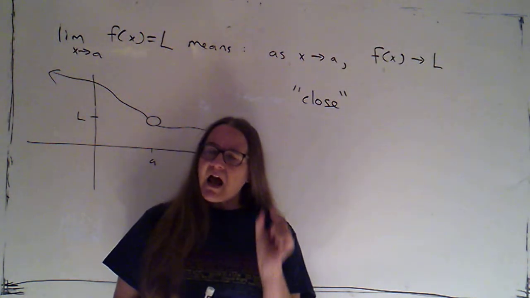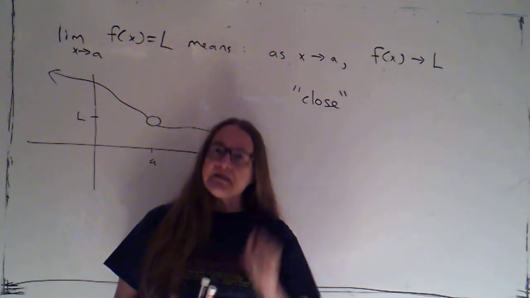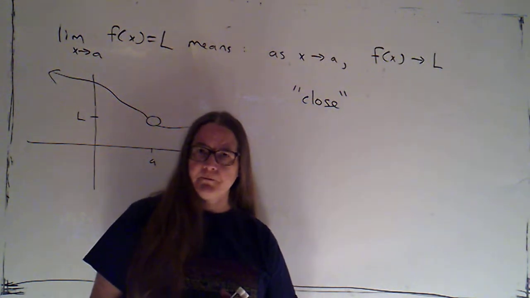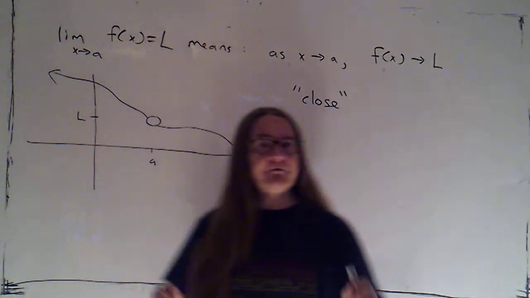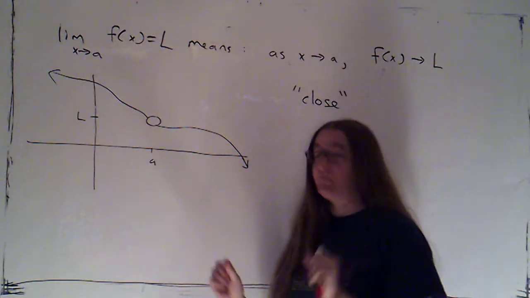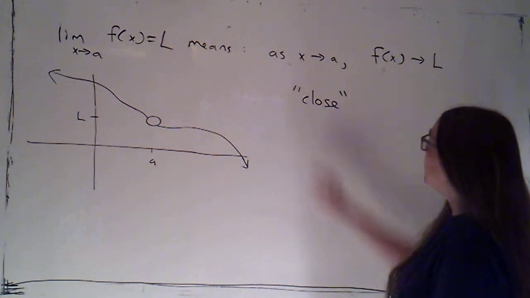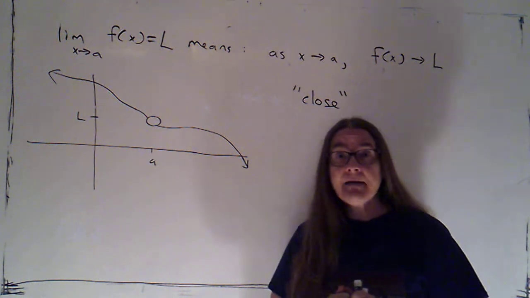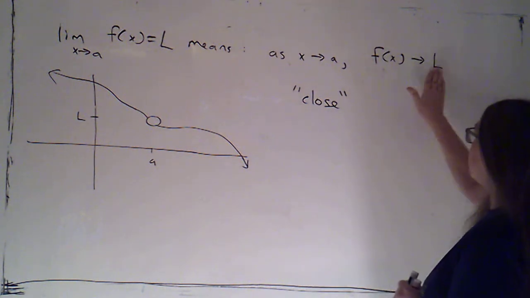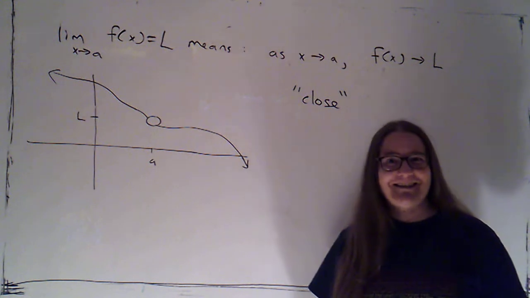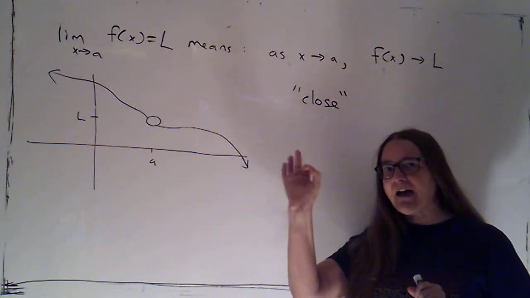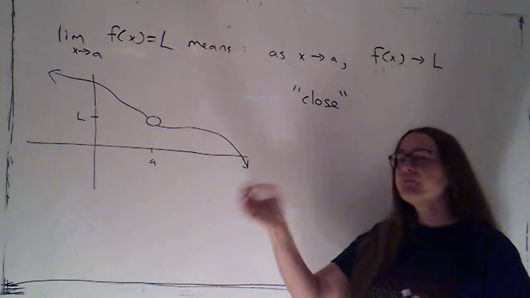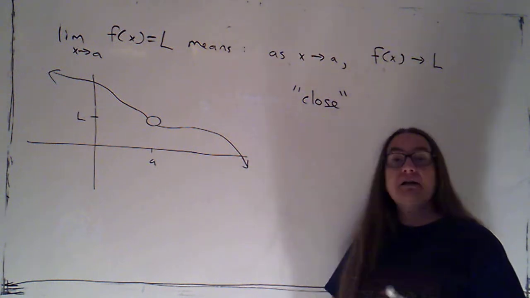But close, I can think of as meaning that the distance between things is small. Now, I can formally define distance. Okay. So if x is getting close to a, I need to control the distance between x and a. And if f of x is getting close to L, I need to control the distance between f of x, the y value on my function, and L, the number that I'm claiming is the limit.